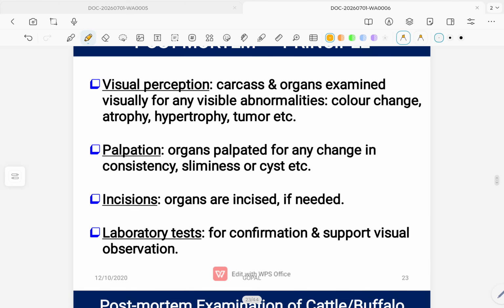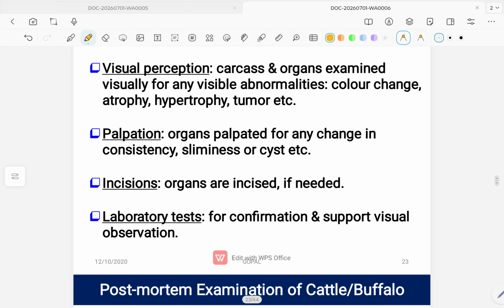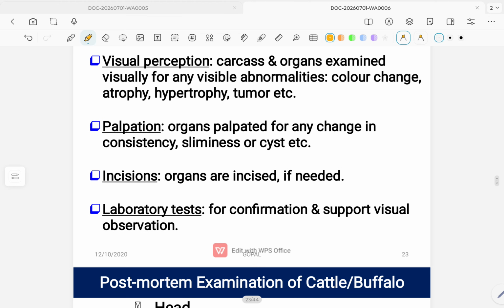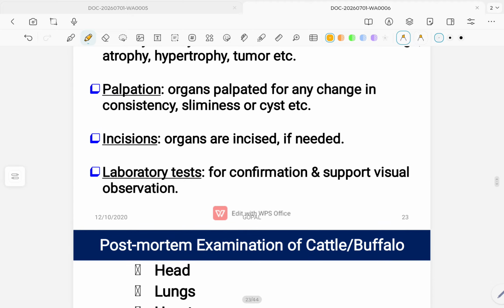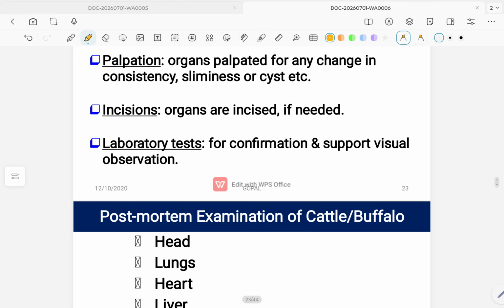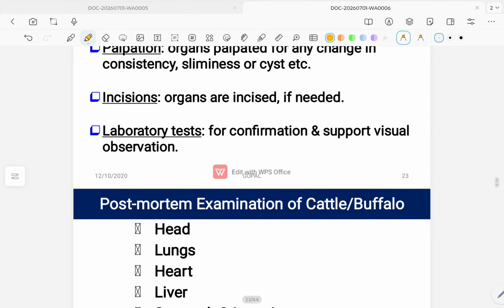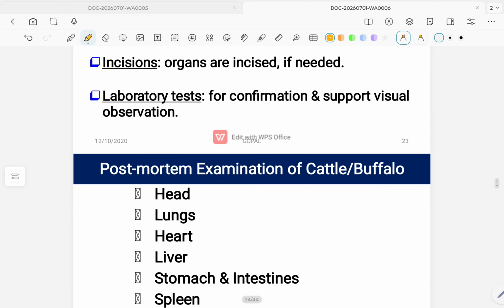Palpation: organs are palpated for any change in consistency, sliminess, or cysts, etc. Incision: organs are incised if needed. Laboratory test: for confirmation and to support visual observation.